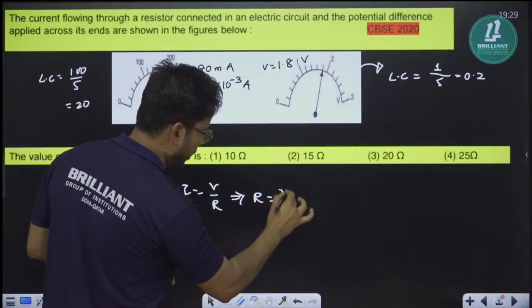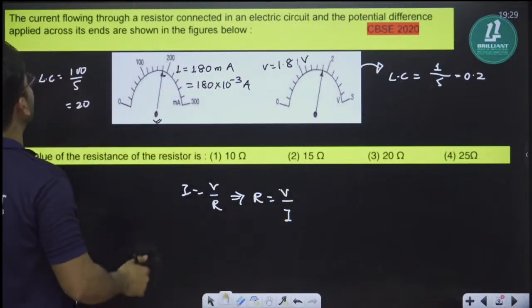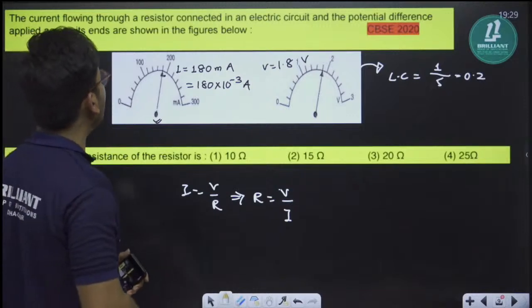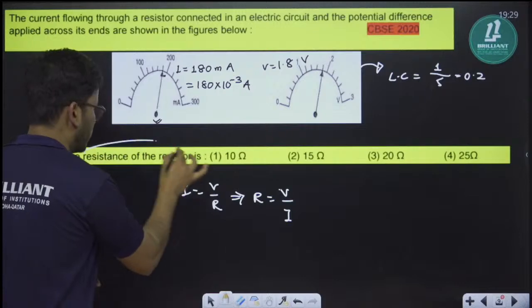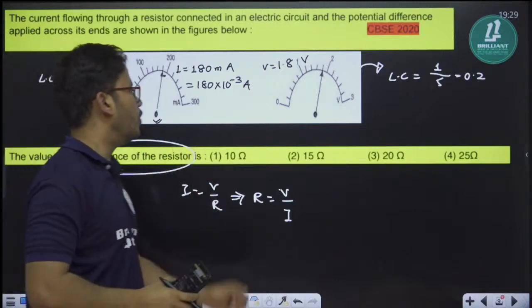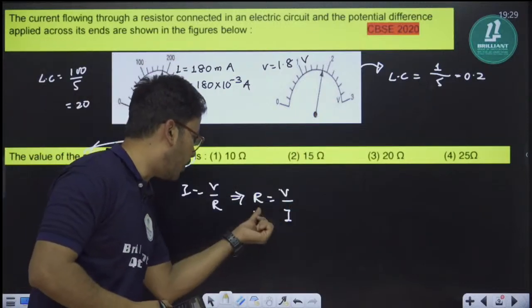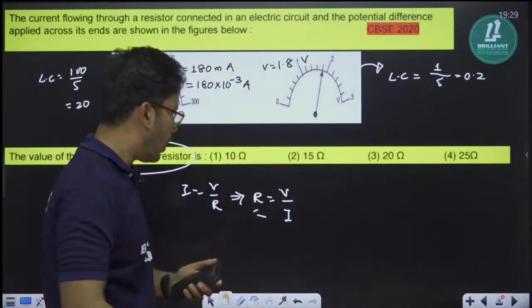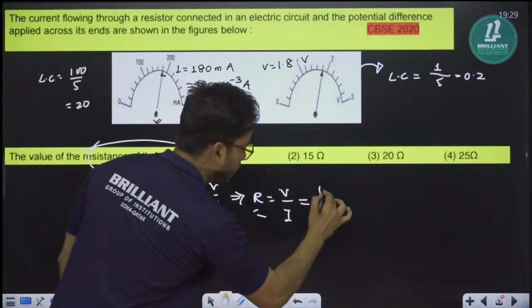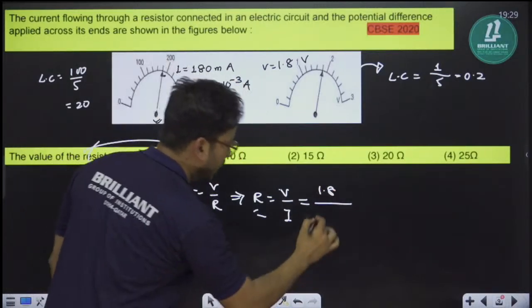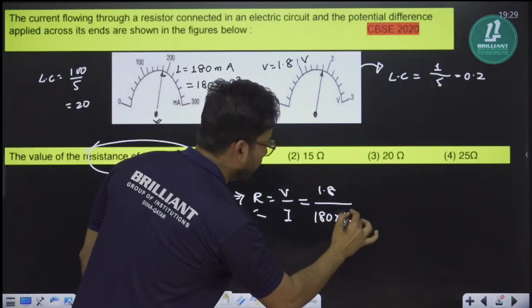R is equal to V divided by I, since the question is asking us to figure out the resistance of this resistor. There you go. You have got the current value, you have got the potential difference, and you need to find out the resistance. What is the potential difference? 1.8. What is the current? 180 into 10 raised to power minus 3.